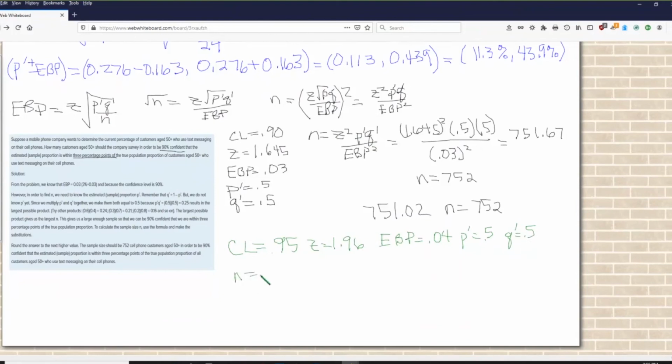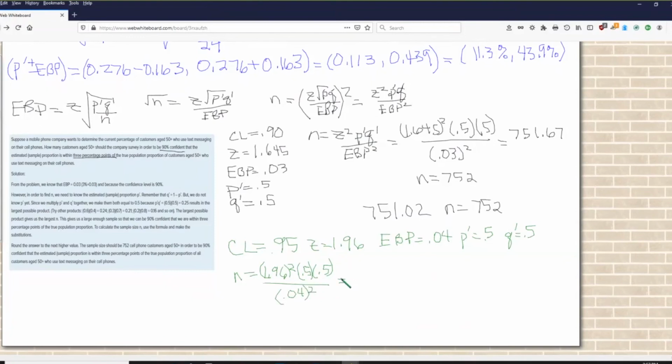So now we just plug that in. We've got our z, so that's 1.96 squared. Our p is going to be 0.5. Our q is going to be 0.5. And our margin of error is going to be 0.04 squared. Then you just put all of those numbers in your calculator, and we can figure out what that is.